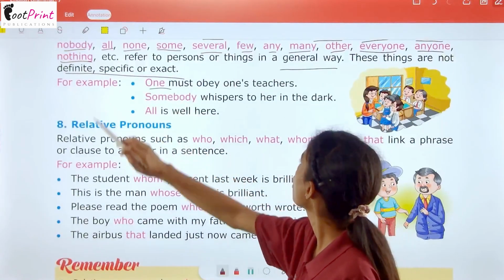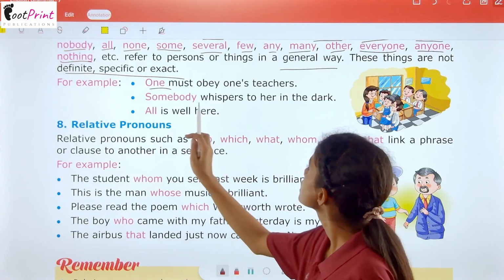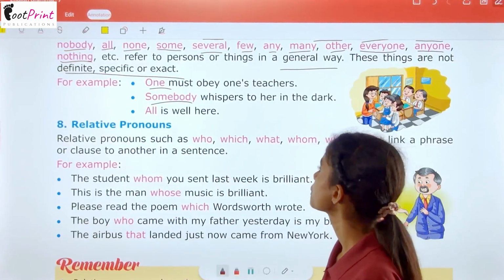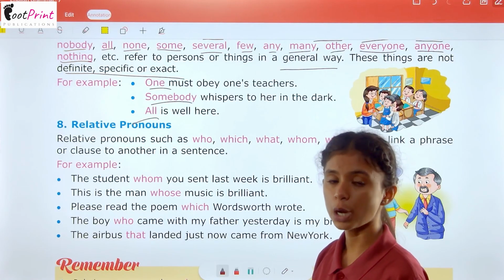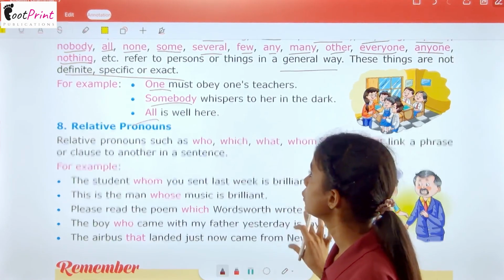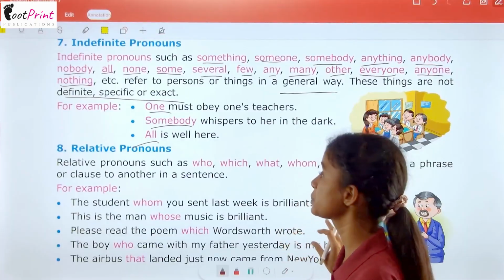For example, one must obey one's teachers. Somebody whispers to her in the dark. All is well here. So all these are pronouns that we are using generally, not specifically. So they are called indefinite pronouns.